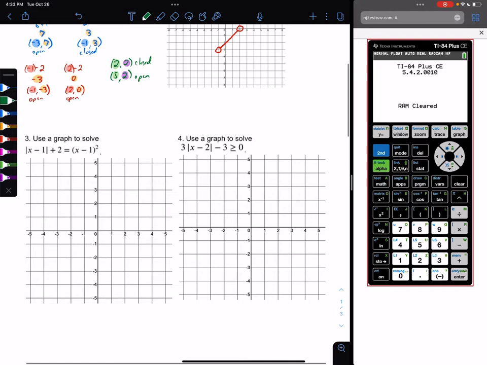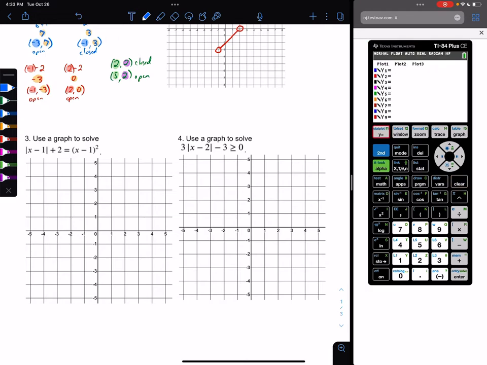All right, 3 and 4. Number 3, use a graph to solve. So this one, we're going to use our calculator over here. So I'm going to go to my calculator and my y equals. I'm going to put the first half as y1, so that's going to be the absolute value. Math, go to number, select the absolute value. So x minus 1. Outside the absolute value, I want plus 2.